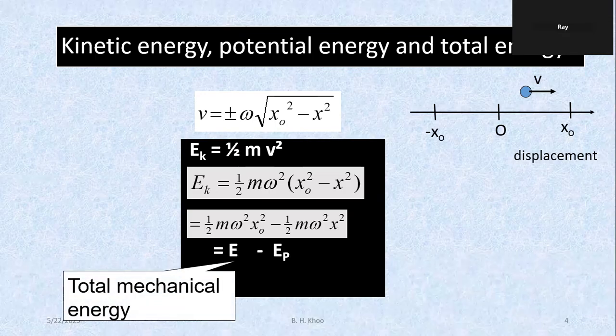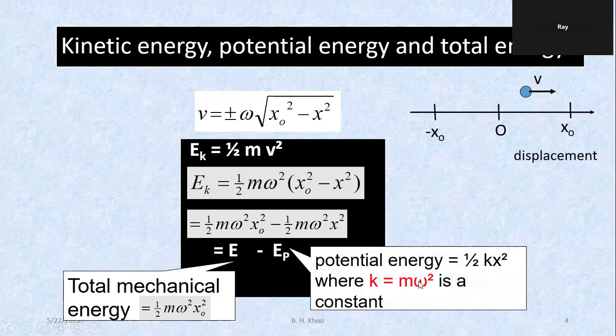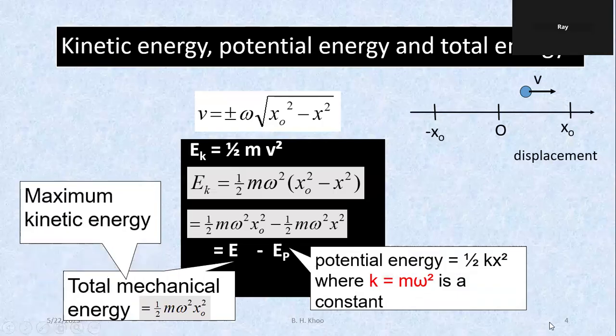Total mechanical energy, that's your E, and the potential energy, I usually call it EP equals half k x square, just to associate with the spring, easy to remember. K stands for m omega square, and it's a constant. So the total energy is the maximum kinetic energy or the maximum potential energy, same thing.